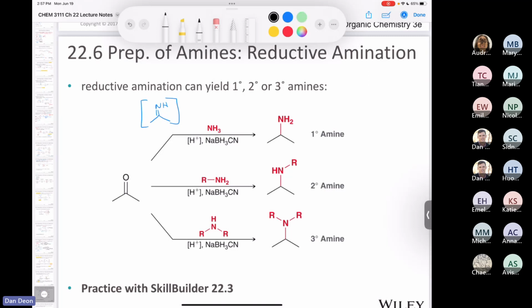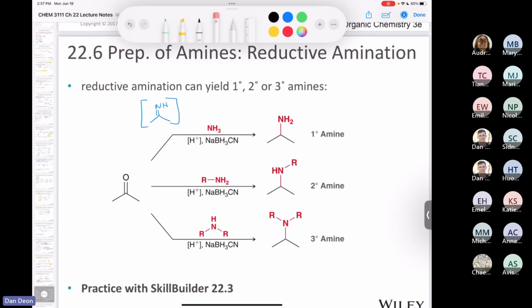Right, so you can see that you could use ammonia, a primary amine, or a secondary amine. It will not work with a tertiary amine as a reagent. But if we use ammonia, we get a primary amine. If we use a primary amine, we get a secondary amine. And if we use a secondary amine, we get a tertiary amine as our product. So just keep that in mind when you're practicing your reductive amination chemistry.